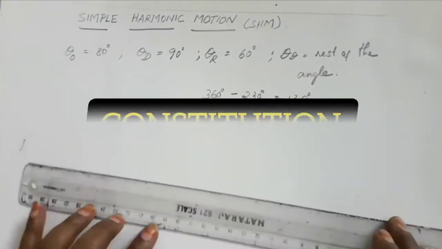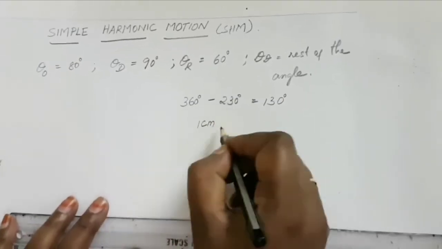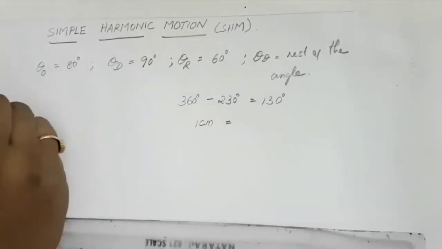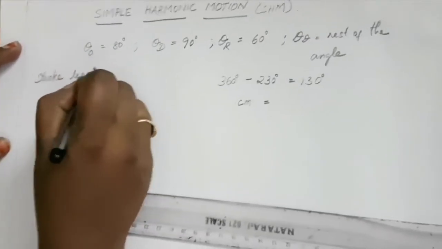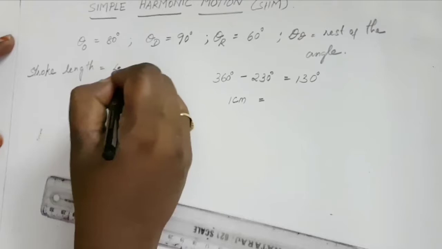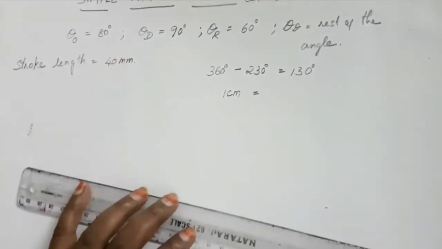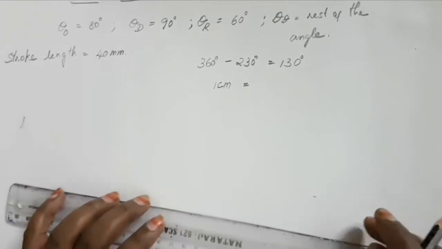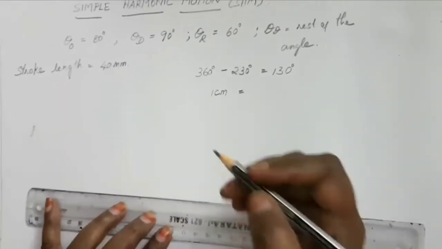Now I need to construct the displacement diagram. Again I am taking the scale as 1 centimeter. The stroke length is very important. I am taking the stroke length as 50 mm or 40 mm; you just take 40 mm. These are only examples; in the problem, you have to use whatever values they give. So now I am taking 40 mm.